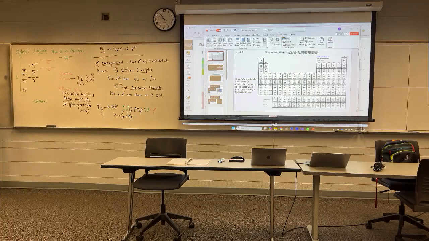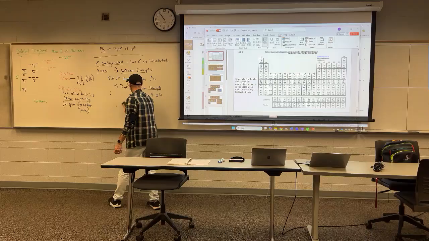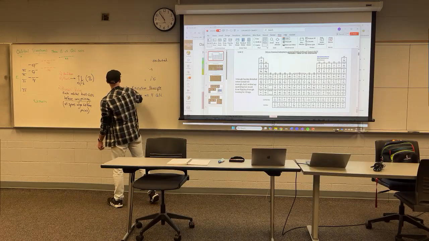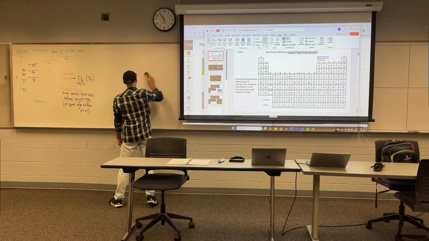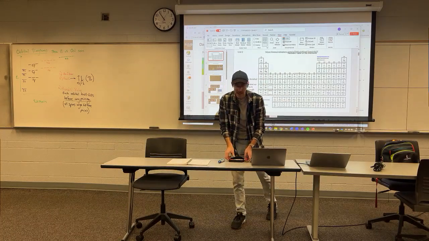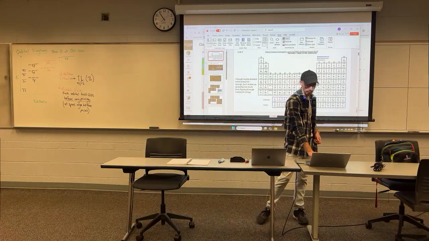I'll give you some examples of what that looks like when it's broken. So why don't we take the one that I have and let's fill in electrons for an element. Anybody have an element they want to look at?